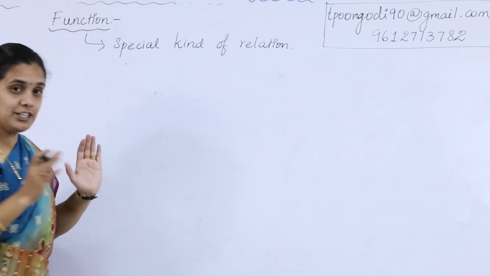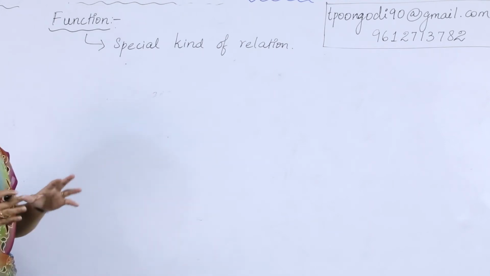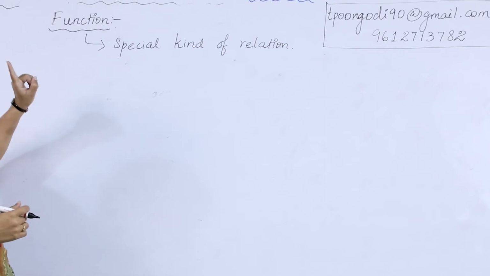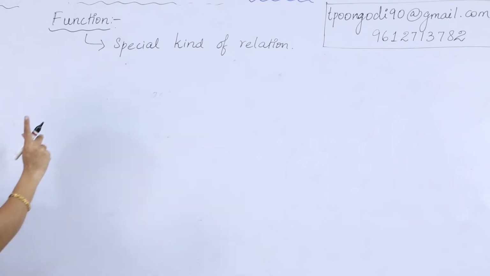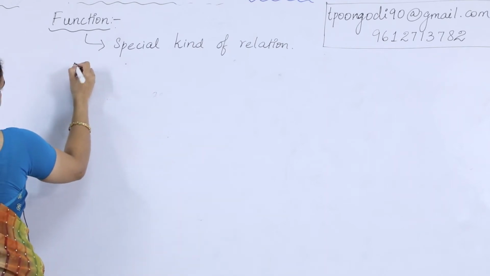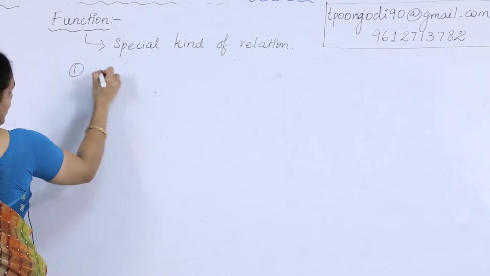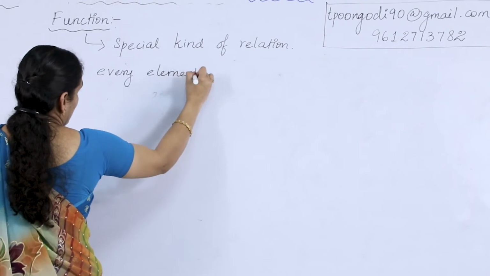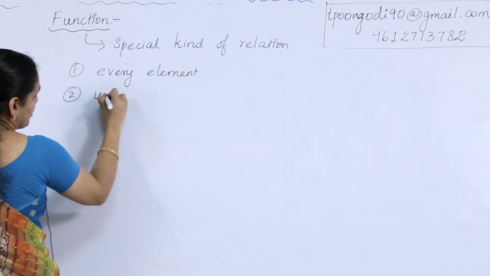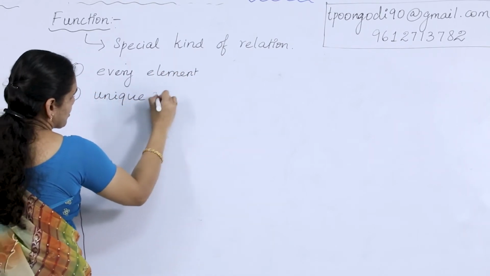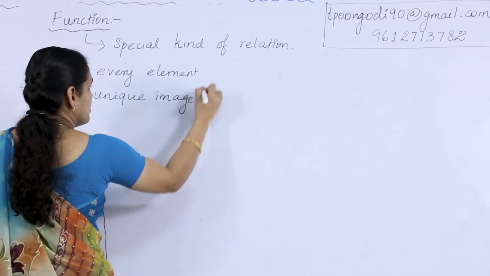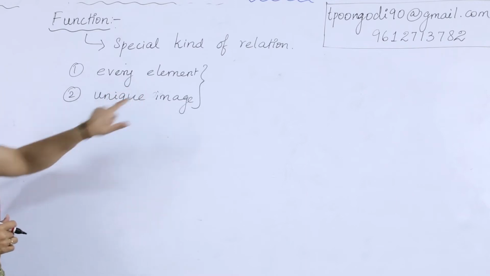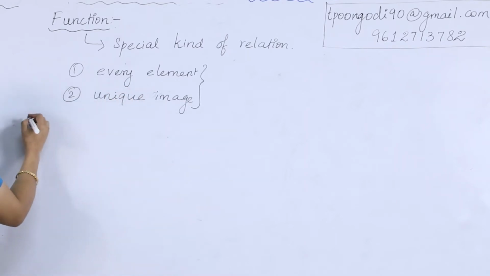See, between any two sets, we can define many relations. Among those, which one satisfies two special conditions? Only two conditions. The first one is every element, and the second word you should remember, unique image. If you remember these two, you can easily define a function. Every element, unique image. So now let me write the definition of function.